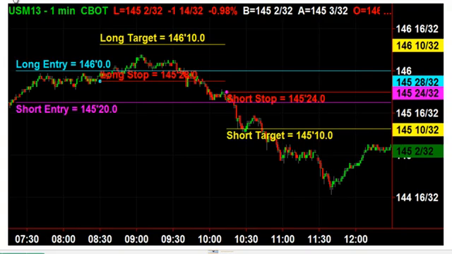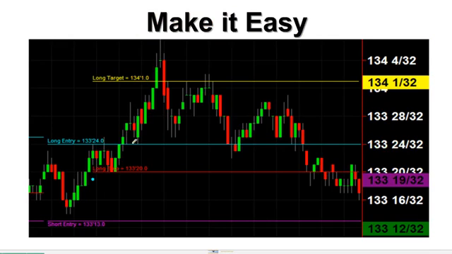Now, I usually build indicators just to make my life easier. So on the sneak attack trade, this tells me that I've got a long entry here. Tells me I've got a long stop here. And then this is my first target.